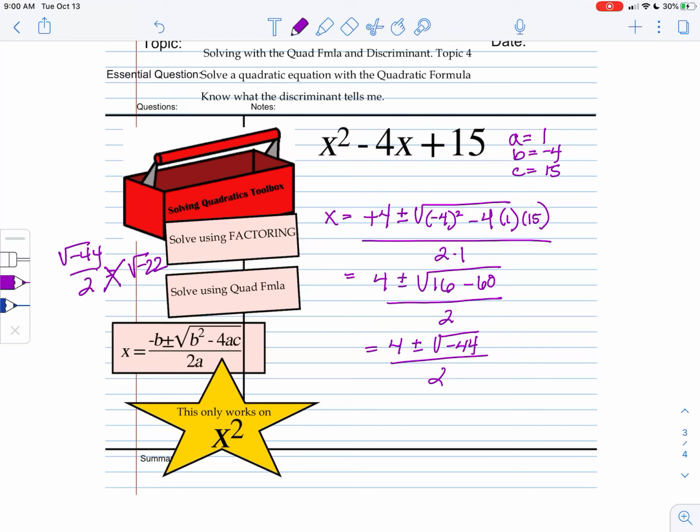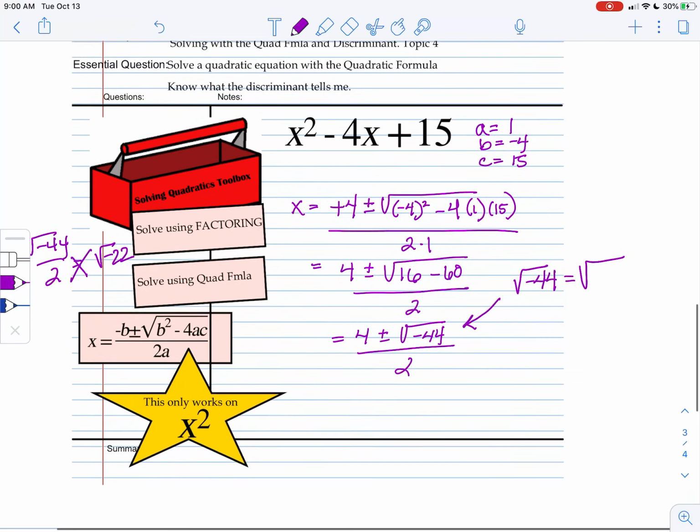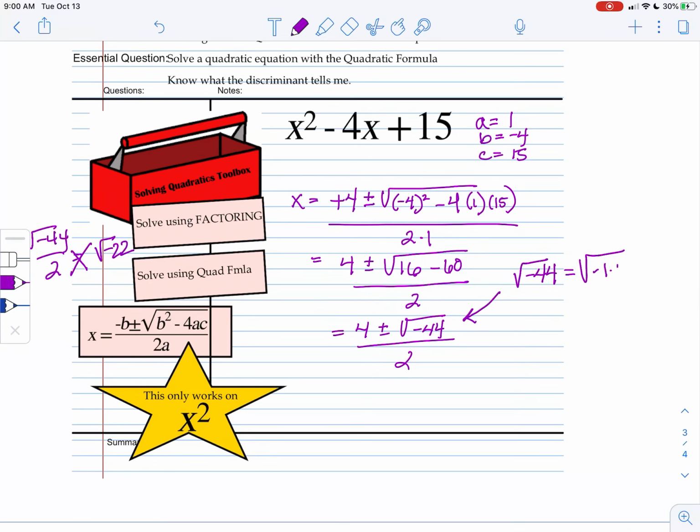I hope that you remember you did this in geometry, that you can simplify this. So I've got negative 1. I'm going to pull that out. It's really hard to read. Times 4 times 11. And why did I do that? Well, I know that 4 is a perfect square. So this simplifies to i, right? This simplifies to 2, and this part doesn't simplify.